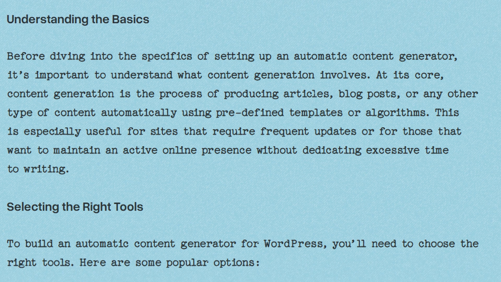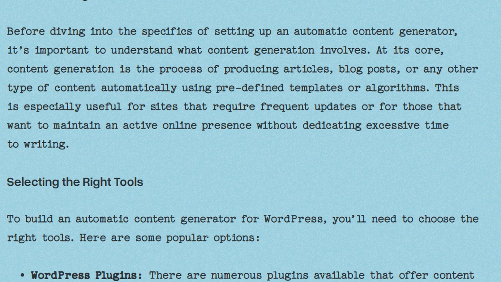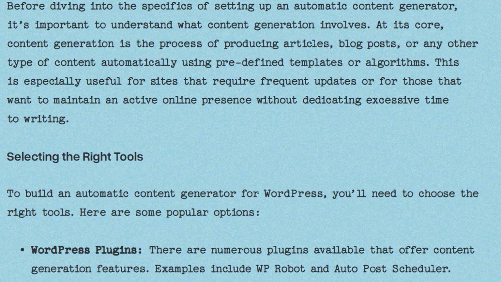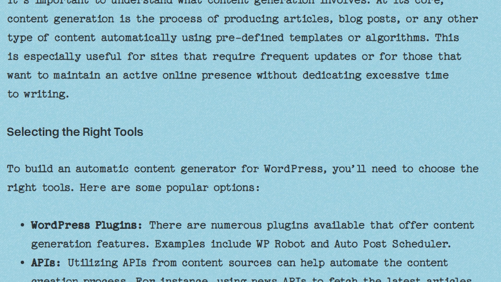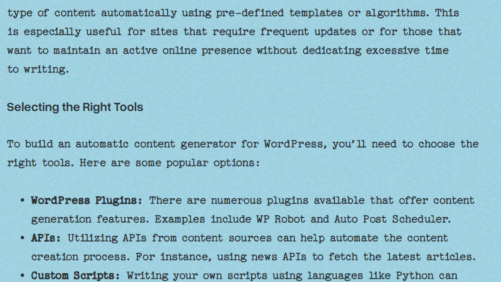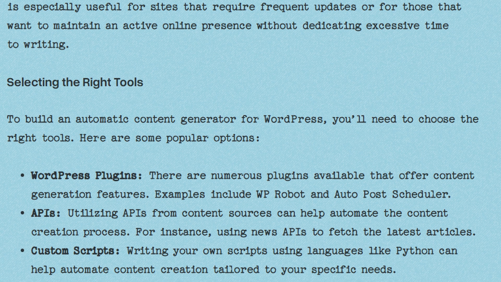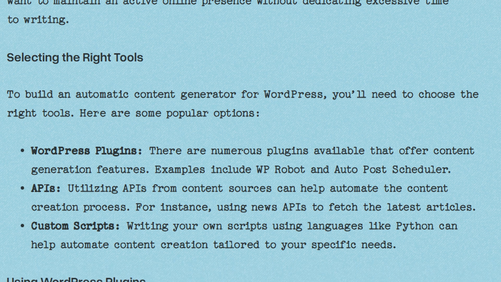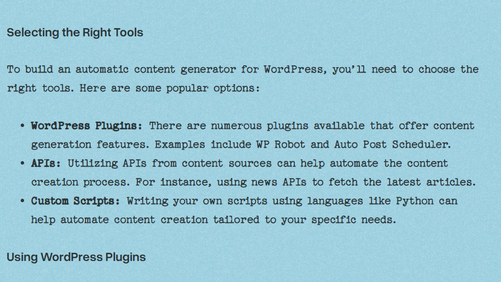Understanding the basics. Before diving into the specifics of setting up an automatic content generator, it's important to understand what content generation involves. At its core, content generation is the process of producing articles, blog posts, or any other type of content automatically using predefined templates or algorithms. This is especially useful for sites that require frequent updates or for those that want to maintain an active online presence without dedicating excessive time to writing.